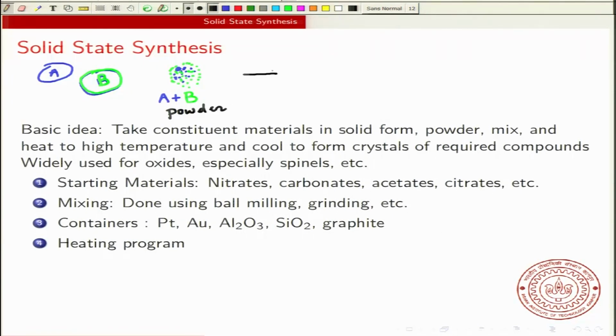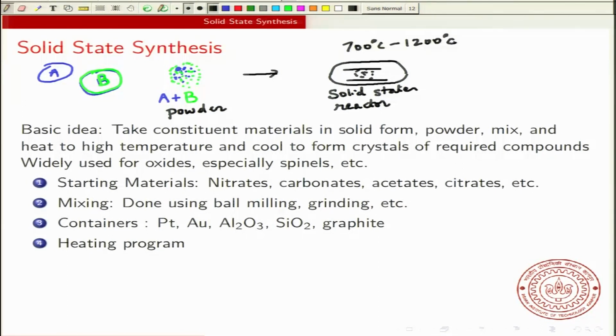Then what is done is this whole thing is introduced into a reaction chamber, some sort of a tube, and I am just showing it this way. This is a typical solid state reaction chamber. So, this material is right somewhere here, and usually you heat it. This is heated to maybe anywhere between 700 degrees centigrade to 1200 degrees centigrade, depending on the material that you want to synthesize.